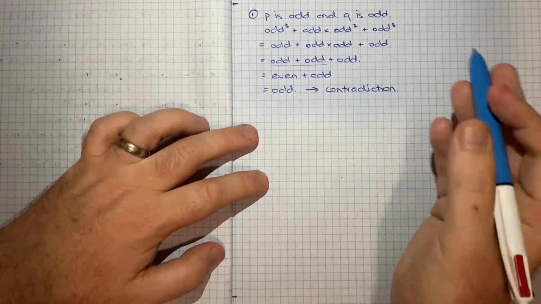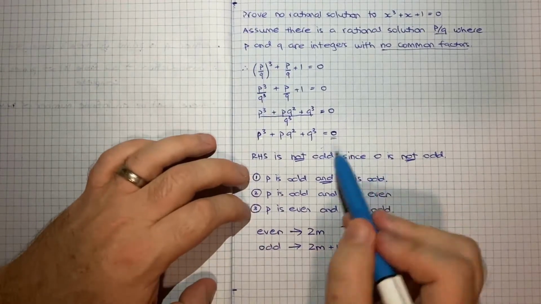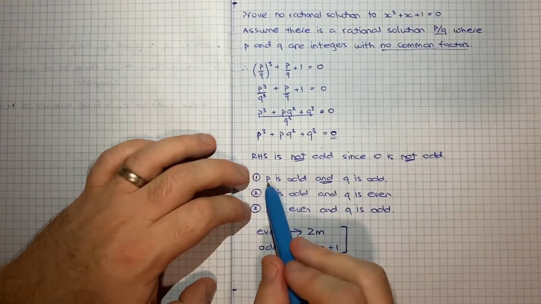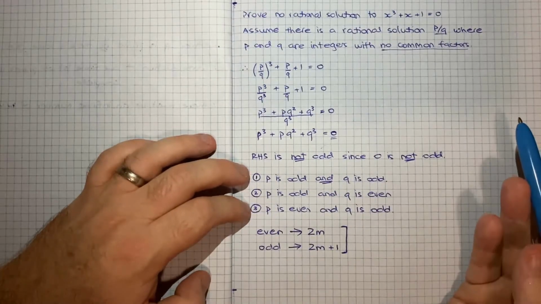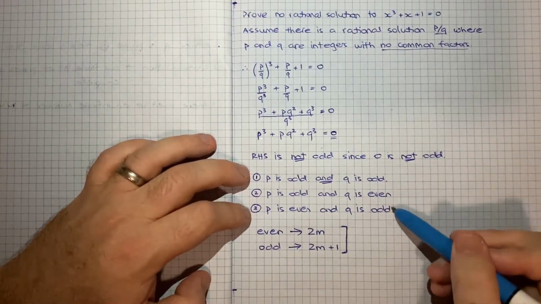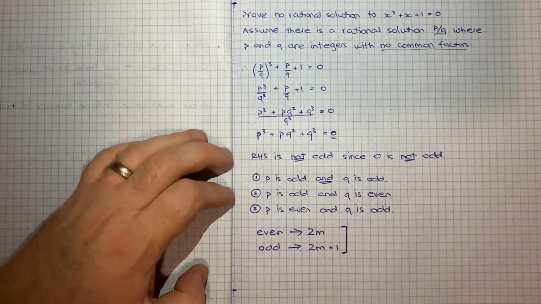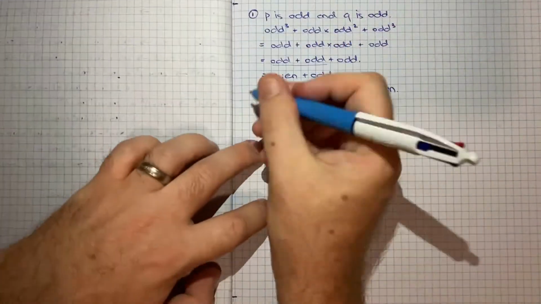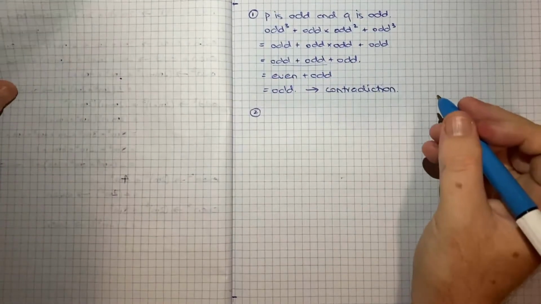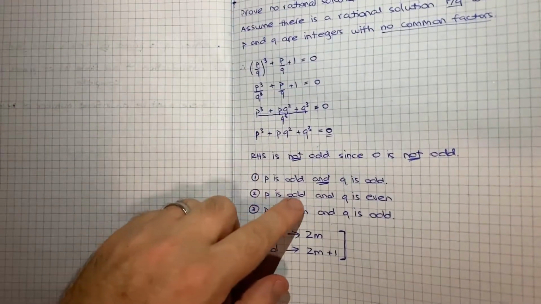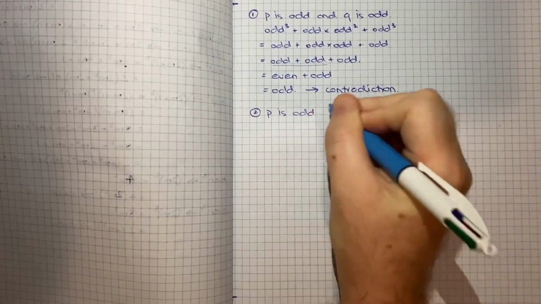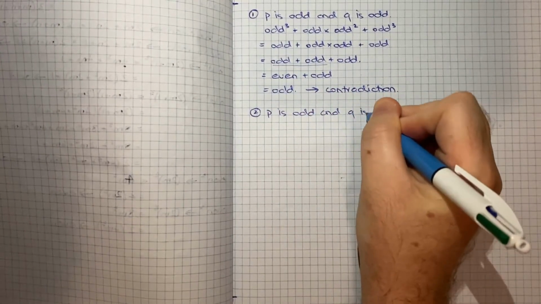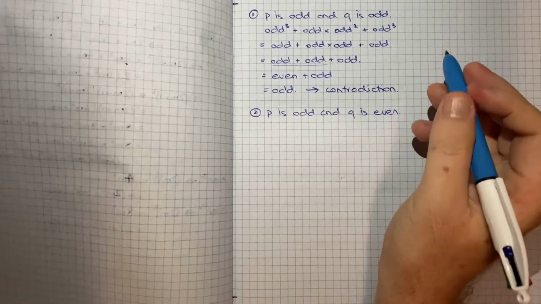Because we can see that the right-hand side is not odd, yet when both P and Q are odd, the left-hand side is odd. So first contradiction. Now we want to see if we also get a contradiction in case 2 and 3. So case 2 would be P is odd, Q is even.